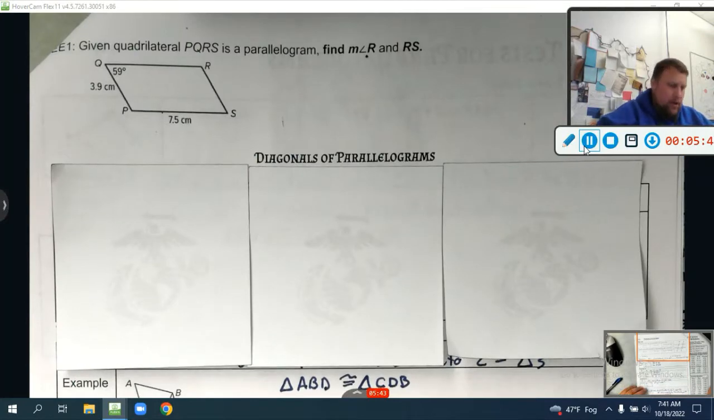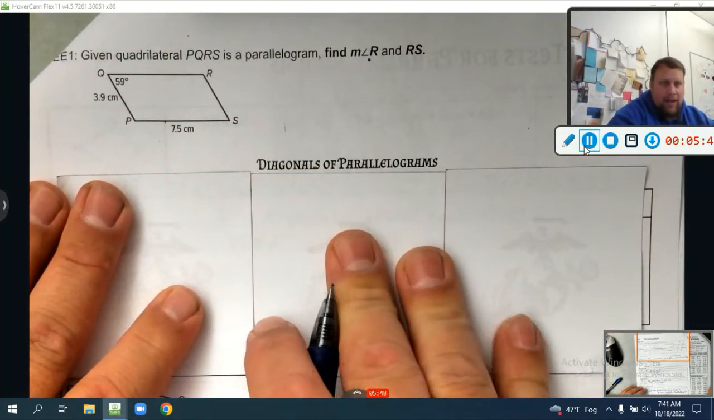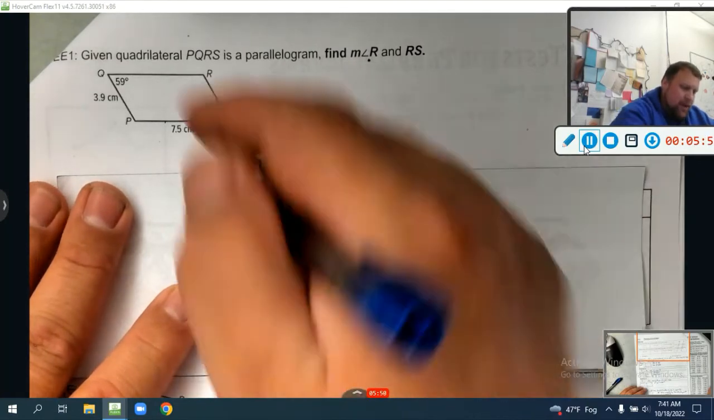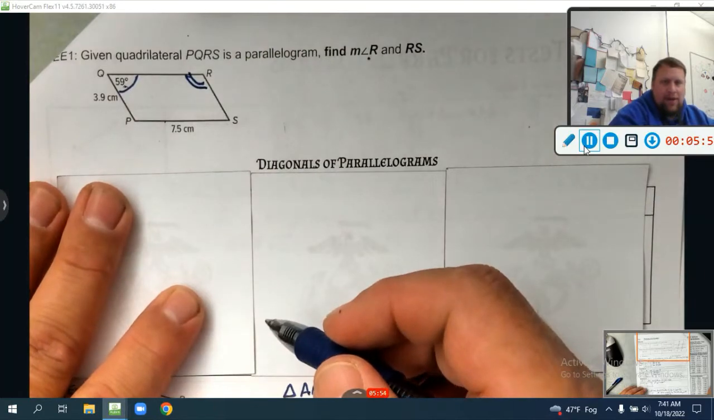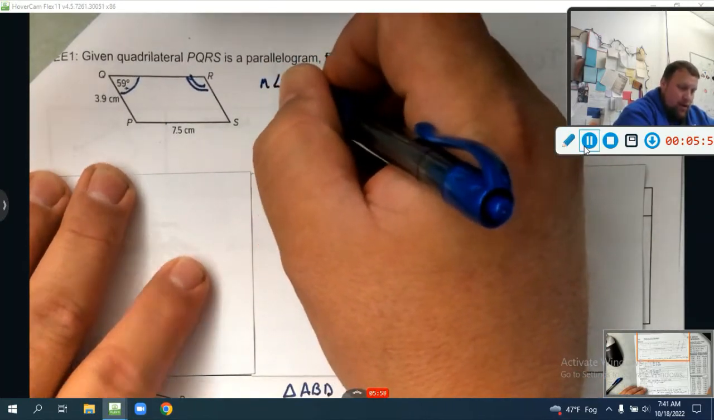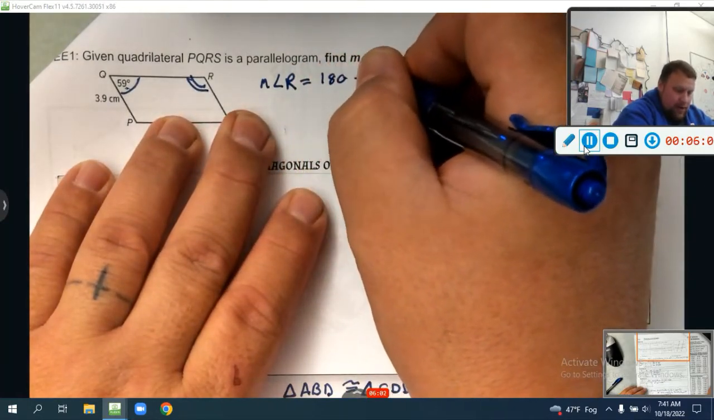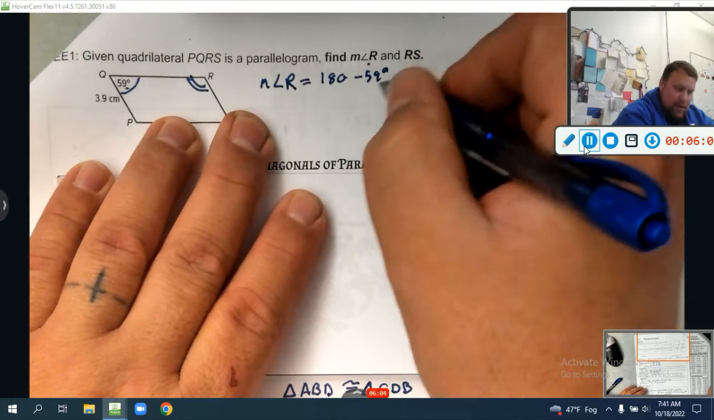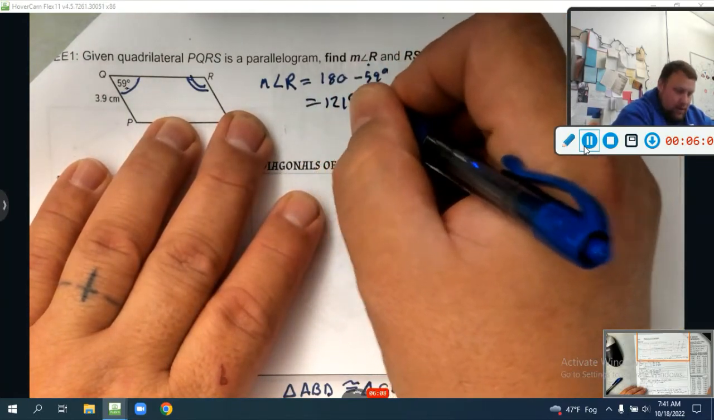So given quadrilateral PQRS is a parallelogram, find the measure of angle R and the length RS. Well, let's look at this. What do I know about consecutive angles in a parallelogram? They add to 180 degrees. So the measure of angle R equals 180 degrees minus 59 degrees. What does that equal? Well, 121 degrees.